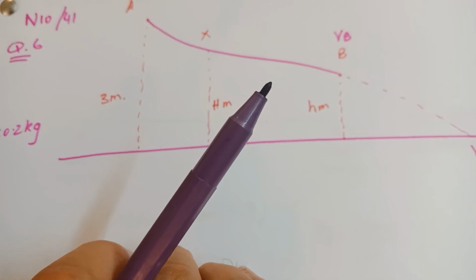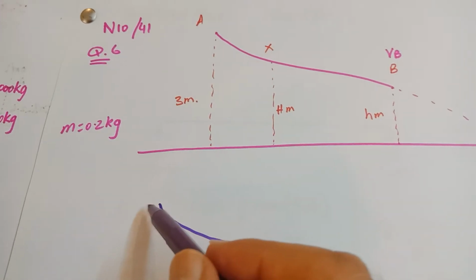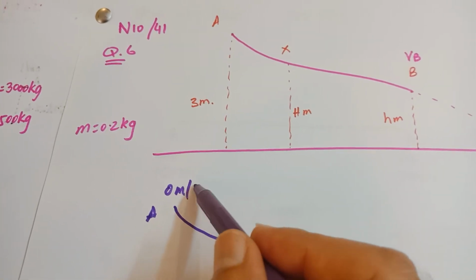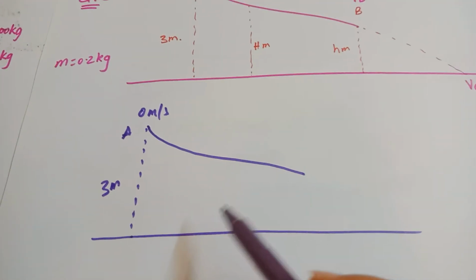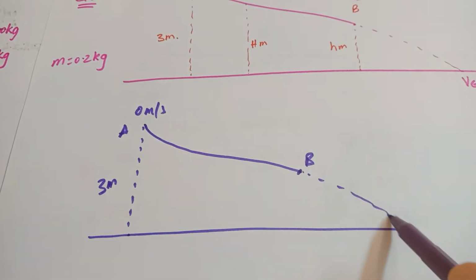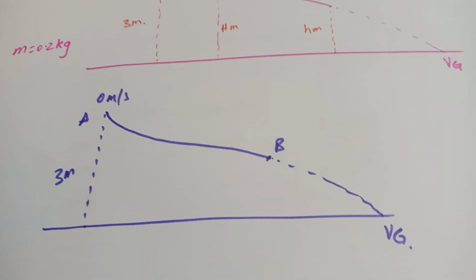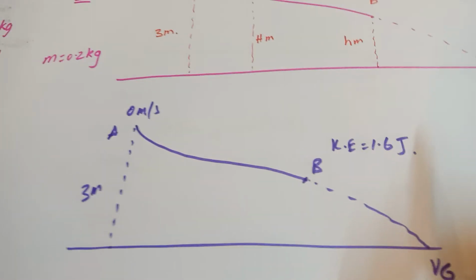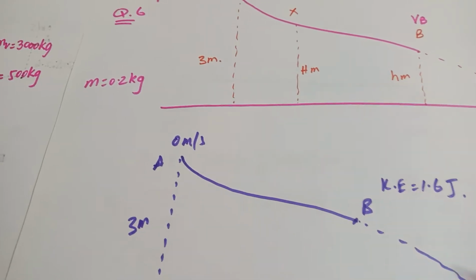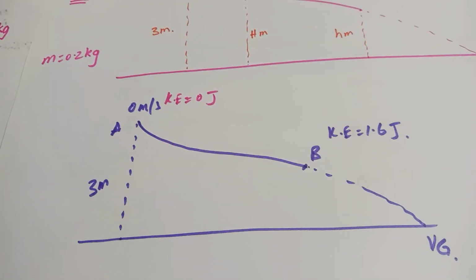Now it says that in the case when the particle P is released at A, I'm just going to focus on this part A. So this is A, where the speed is 0 meters per second, and this is 3 meters above the ground. Here is our B, and this just goes on like this, and here is the Vg. When it is released from the point A, it is given that the kinetic energy of P at B is 1.6 joules. So here the kinetic energy is going to be 1.6 joules, and obviously at this point A the kinetic energy is going to be 0 joules. We have to find the value of h.